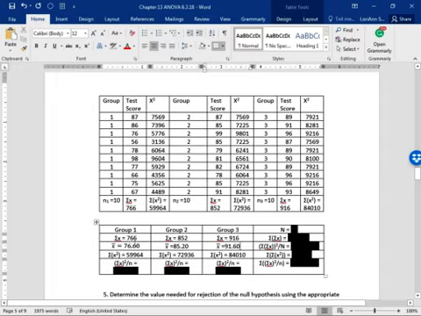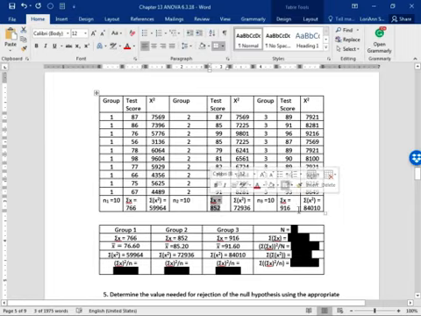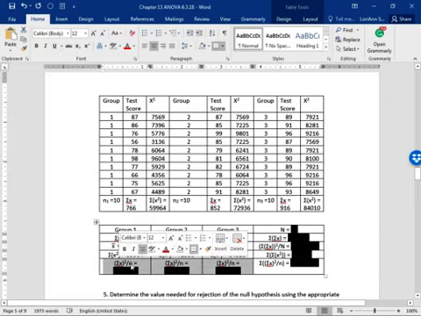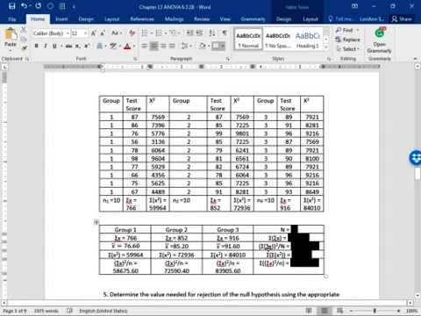It's not surprising because it's only 10 people in the group, so I just need to move the decimal over one. Now, we also need to do the sum of x squared. That's where I take this number and square it. For group 2, I take this number and square it, and for group 3, I take this number and square it. Then I divide by n, which is 10, and that gives me this score right here, which we're going to need in a few minutes.